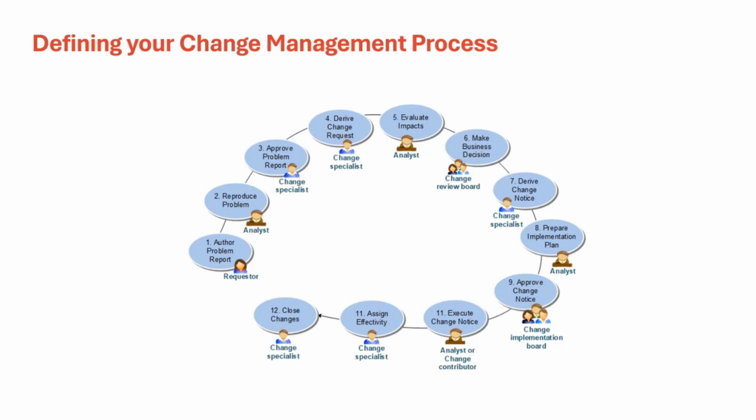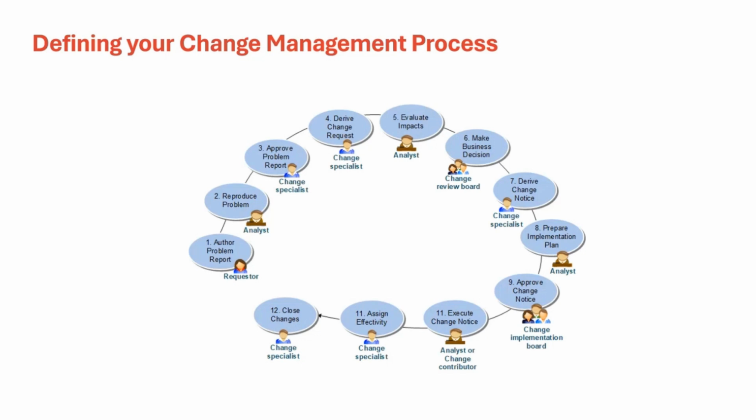On approval, the change specialist will derive a change notice. Analyst will prepare an implementation plan. Analyst and the change implementation board will approve the plan. On approval, the analyst and the change contributors will implement the plan for the change resolution. After that, the effectivity is set and the change is closed and the parts are released. So this is an overview of how an organization can define a change management process.